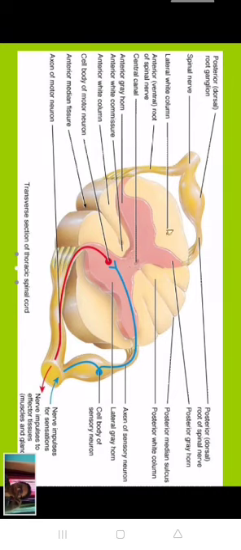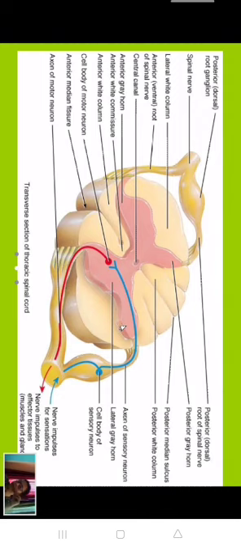Here, each half of this gray matter is divided into a posterior and an anterior portion. The posterior portion is called the posterior gray horn, and the anterior portion is called the anterior gray horn.